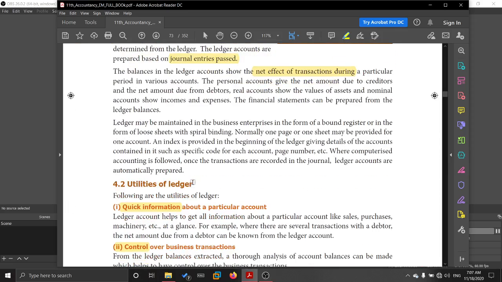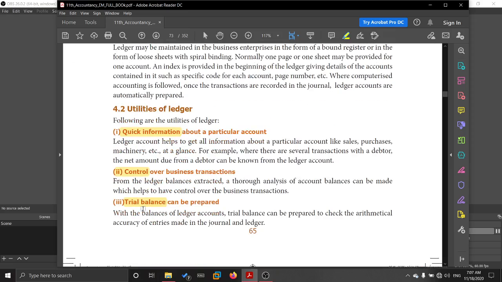Okay, now we'll just see what are the uses of ledger. First, it gives a quick information about a particular account. Now, for example, you say we want to see what is the amount that we have to receive from a debtor. So when you open the debtor's account, we can know what is the amount we have to receive from him. Okay, so like that we have different accounts for sales, for purchase, for machinery. For every journal entry, for every account, for every transaction, when there are two entries, like a debit entry and a credit entry, so on the debit entry and credit entry account க்கு நம்ம இங்க ledger open பண்ணுவோம்.